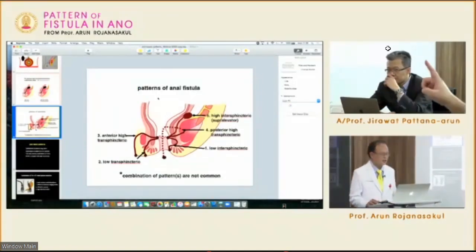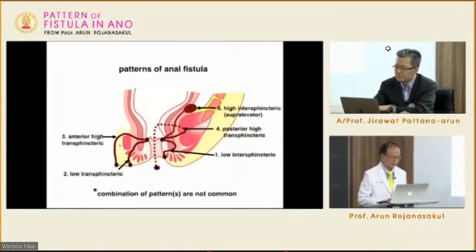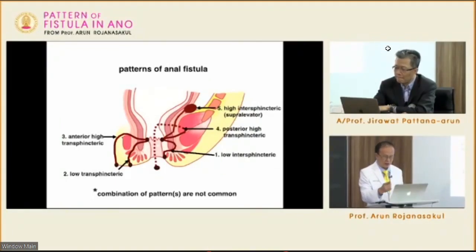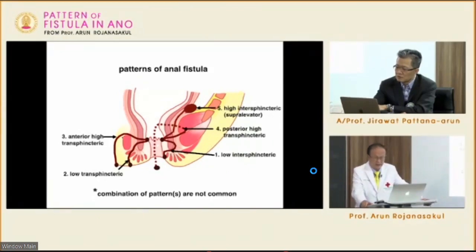Why does type 3 only occur at 11, 12, and 1 o'clock positions? Type 3 is the anterior high trans-sphincteric. In our findings, the internal opening is always at 12 o'clock or 1 o'clock, or even 11 or 12. Very, very rarely does it occur at 3 o'clock or 9 o'clock. This is the most common finding in many thousands of cases. So I think anterior high trans-sphincteric fistula always occurs in the anterior, not lateral.